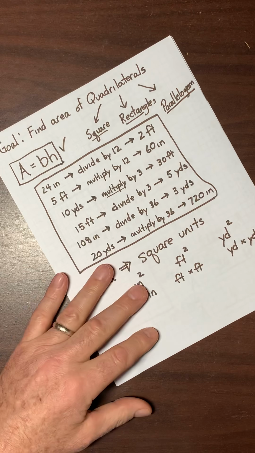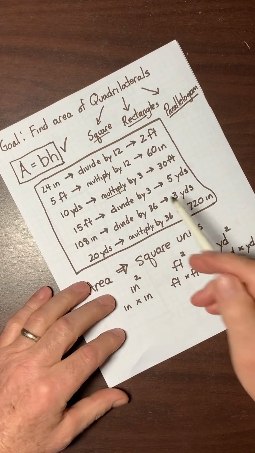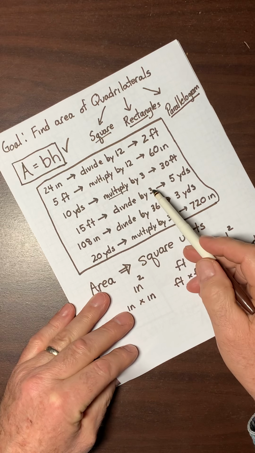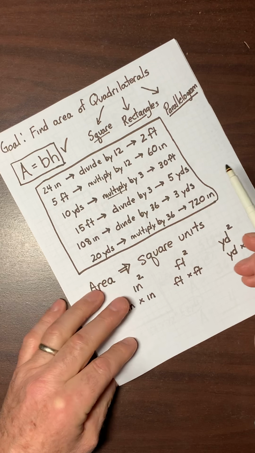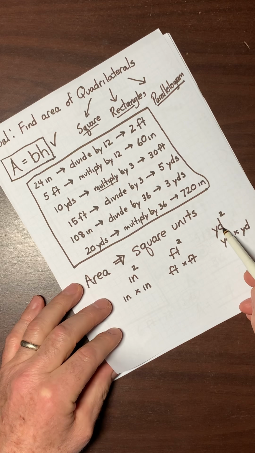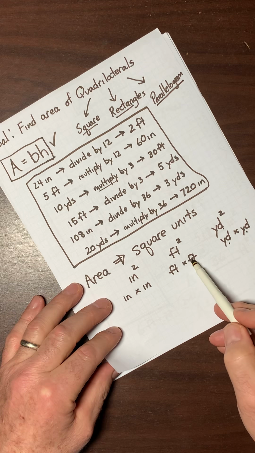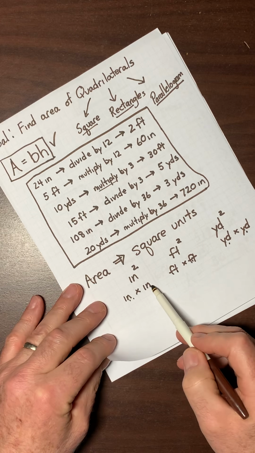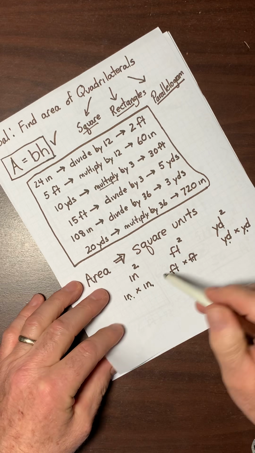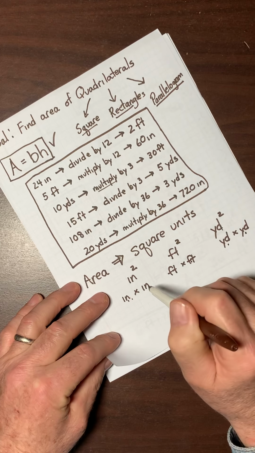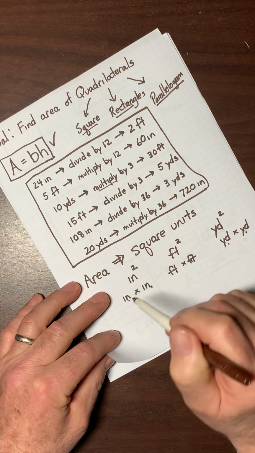Some preliminary skills, however. You need to remember how to convert back and forth between inches, feet, and yards. Remember, the only way that you can get square yards is to multiply yards times yards. Square feet, feet times feet, square inches, inches times inches. Won't matter if you know that if you do not pay attention to the units you're given and the unit you're asked to find your answer in.